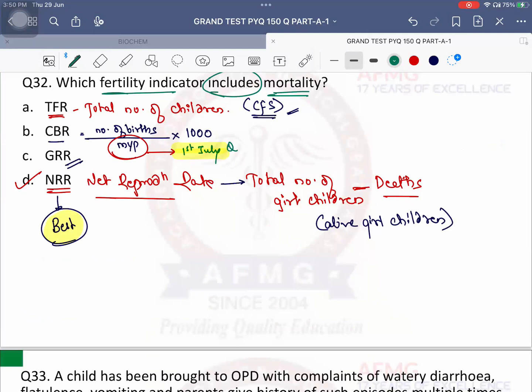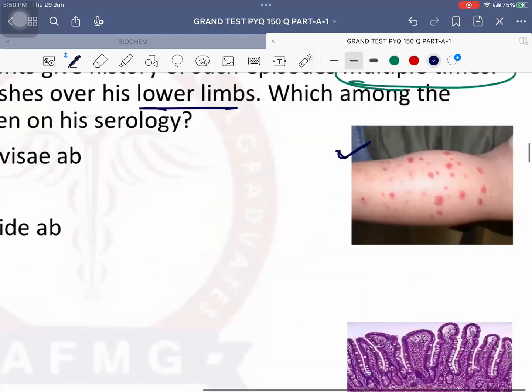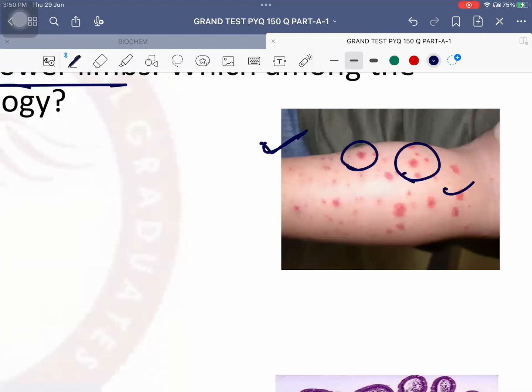Next is question number 33. A child has been brought to the OPD with complaints of watery diarrhea, flatulence, that is gas formation in the child's abdomen, vomiting, and parents give history of such episodes multiple number of times. The child also has the below given rashes on the lower limbs. Which among the following antibodies will be seen on his serology? First of all, what are these kinds of rashes called?